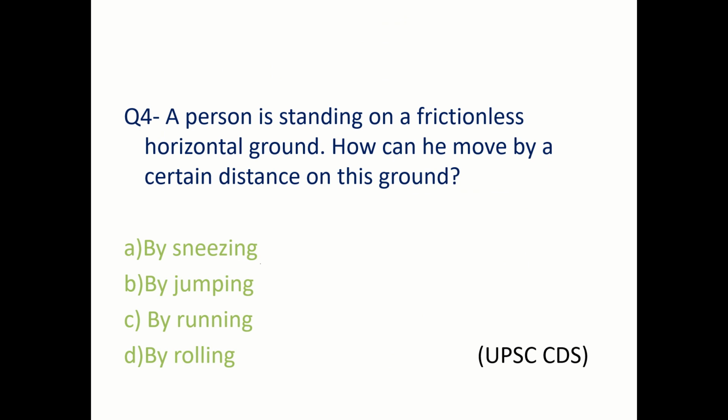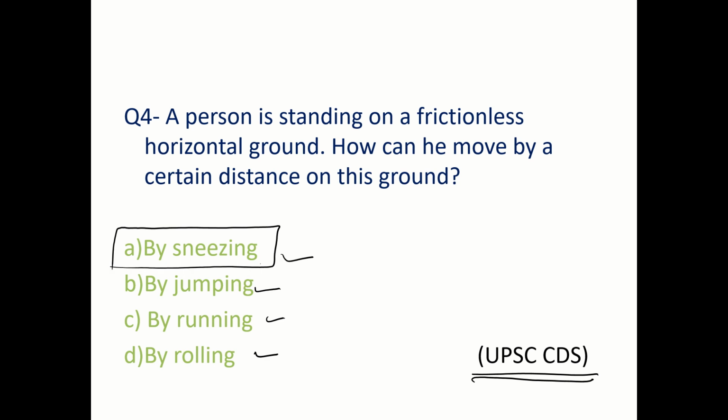A person is standing on a frictionless horizontal ground. How can he move by a certain distance on this ground? This question was asked in C.D.S. previously. See, jumping, running, and rolling, all three of them require friction to occur. So, by sneezing only, we can move a bit on a frictionless surface. So, the right answer will be A.